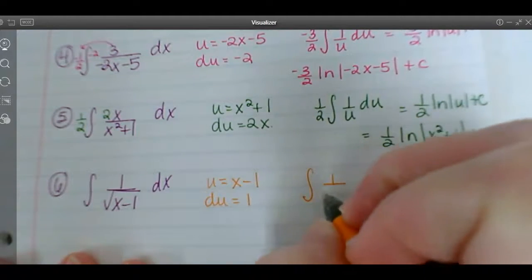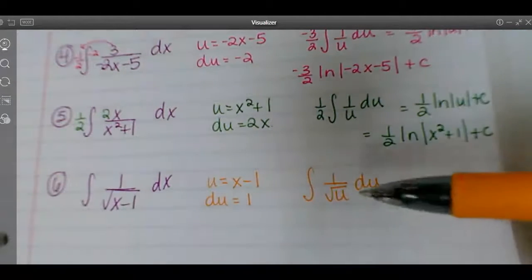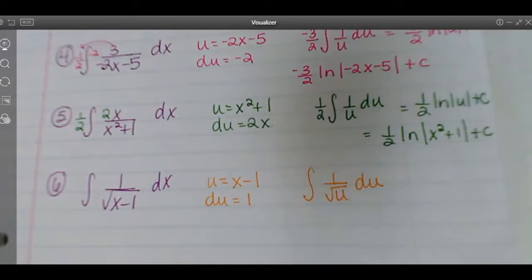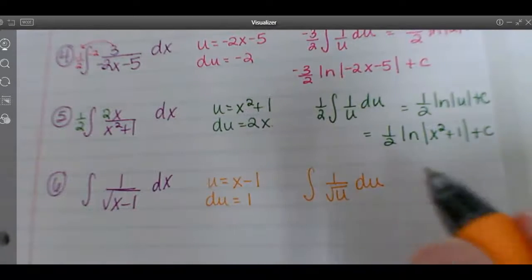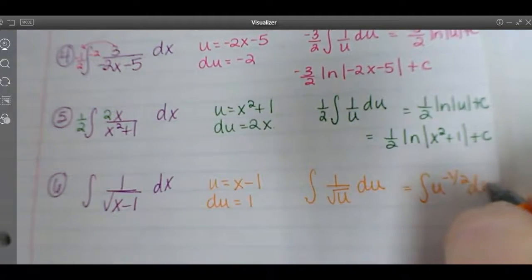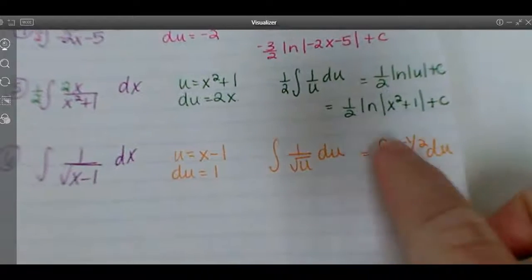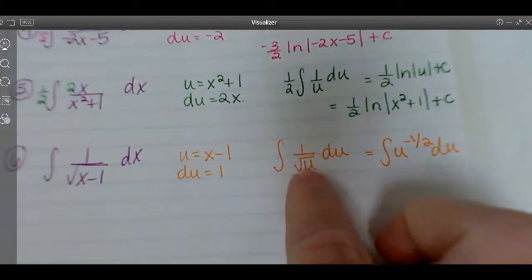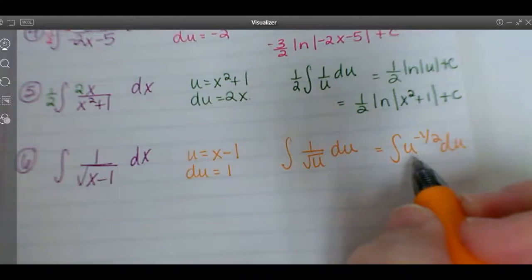So this means we have 1 over square root of u. This is not natural log. The natural log of u is only when you're taking the antiderivative and you get 1 over u. Okay, that's not what we have here. This is the same as u to the negative 1/2, and so this is a power rule problem. So you only get natural log when you take the antiderivative if you have only u there and no powers or anything like that. So I just use my power rule.